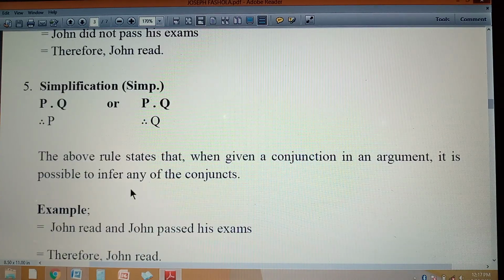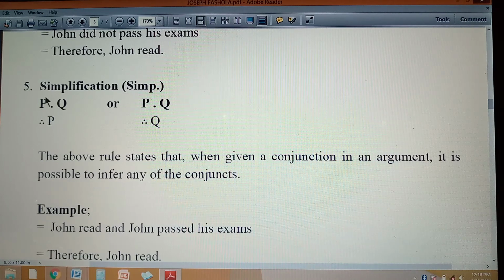Simplification. For simplification, you have two statements joined with a conjunction. So it's a conjunction. And it's simply saying that when you have a conjunction, you can take any of the conjuncts. So P dot Q, you can therefore say P, or P dot Q, you can say Q.